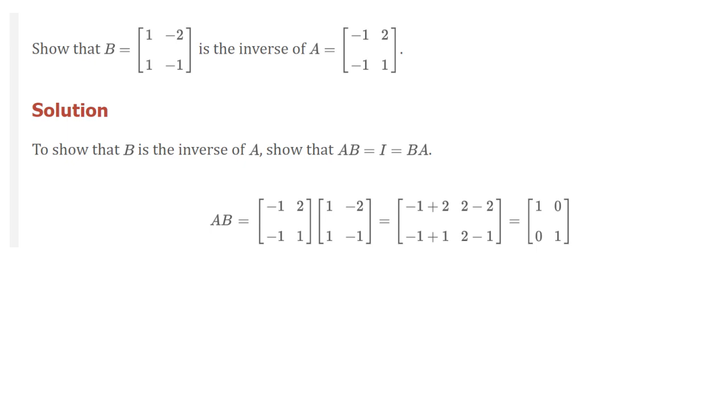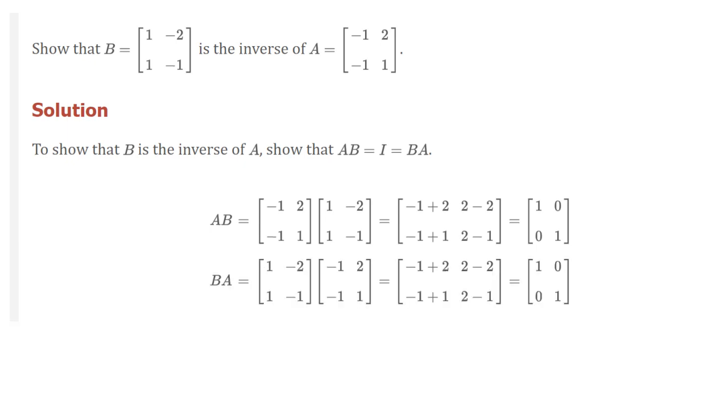So far, so good, and I believe it's going to be the inverse, but just to double check, let's do the product of B times A. When we do B times A, we see that we also get the identity, which is 1, 0, 0, 1. So the answer is yes, B is the inverse of A.